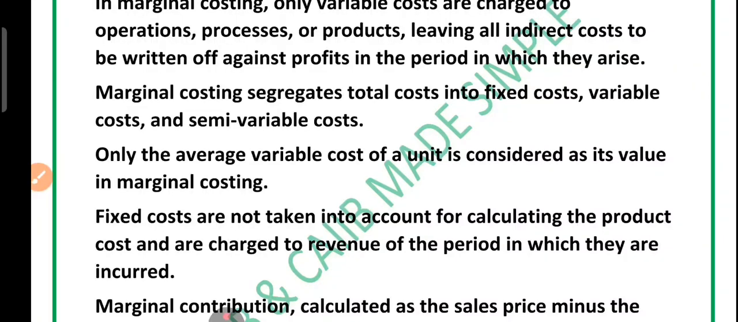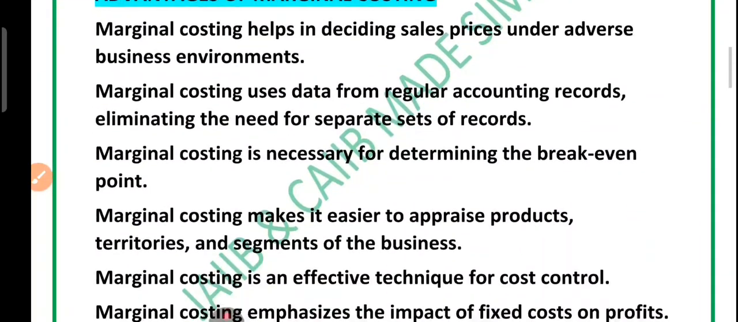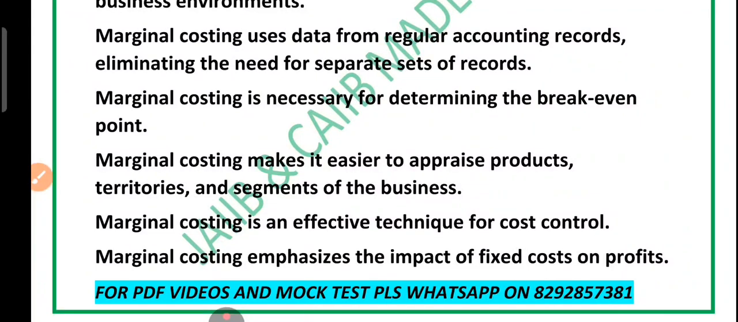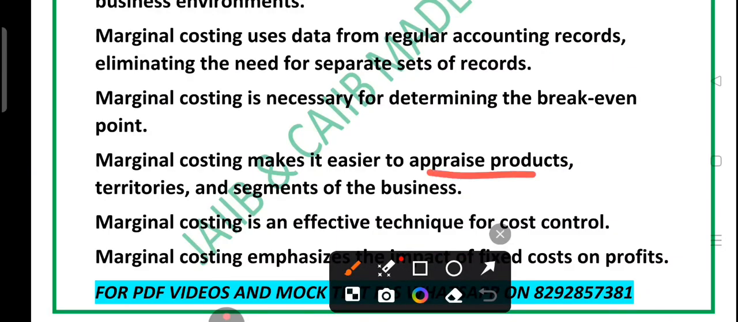Second thing, how marginal costing helps: it can help in comparing products, departments and regions. Suppose you sell three products or have branches in different cities. Marginal costing will tell you clearly which one is pulling its weight and which one is dragging profit down. It's like a report card for products and departments, right? That is the point written here, that it appraises products, territories and segments of the business.